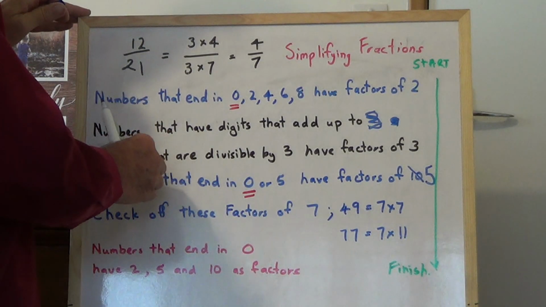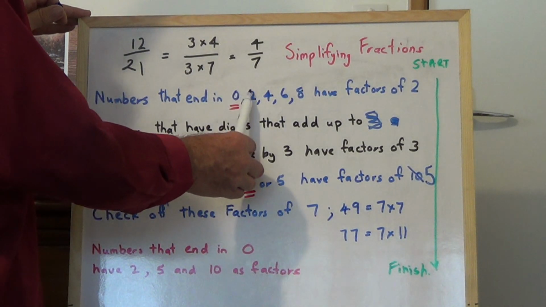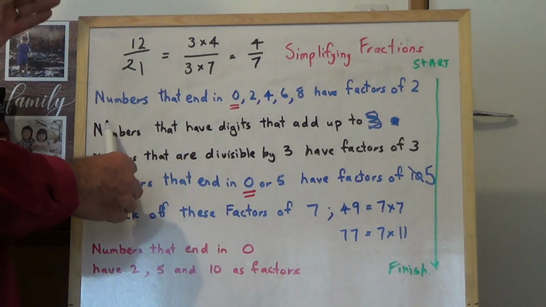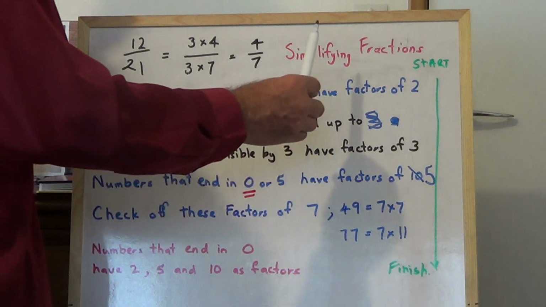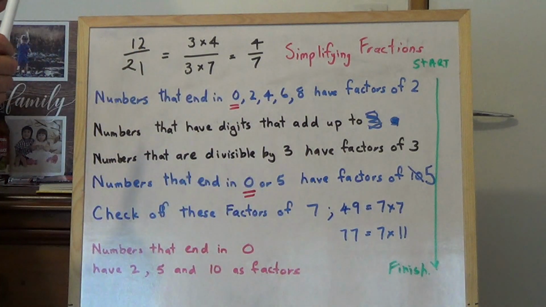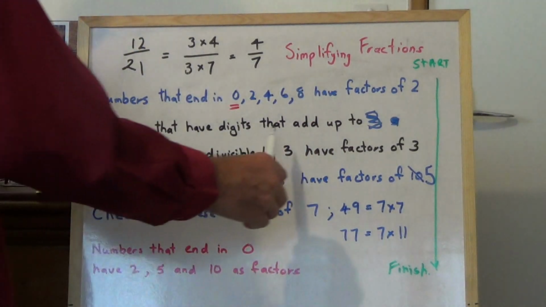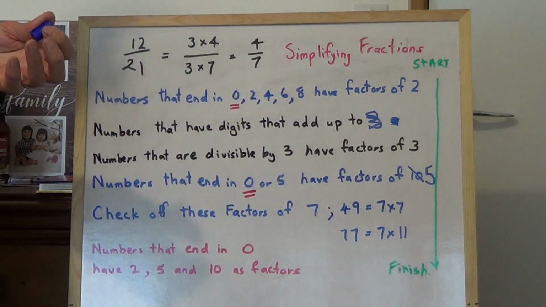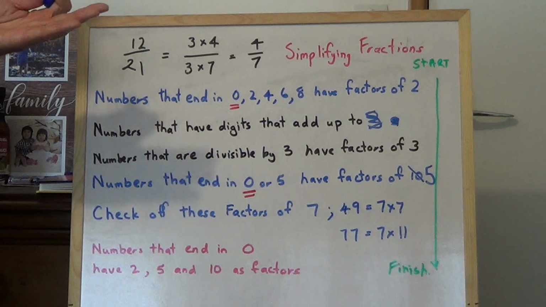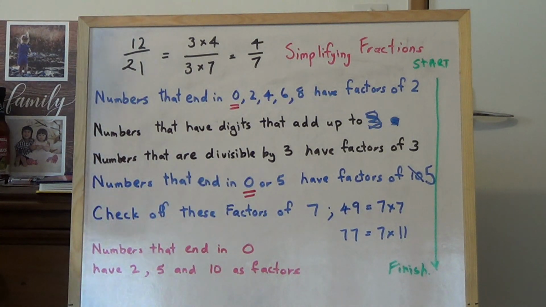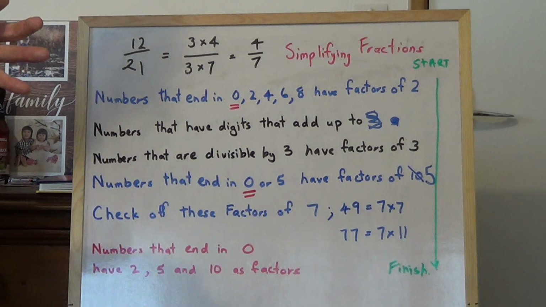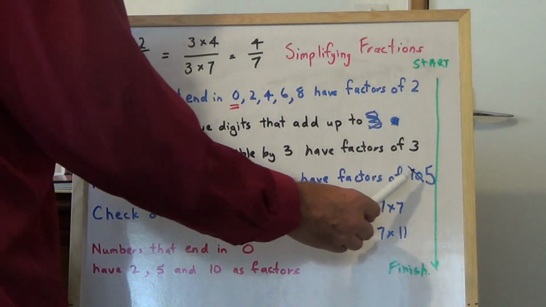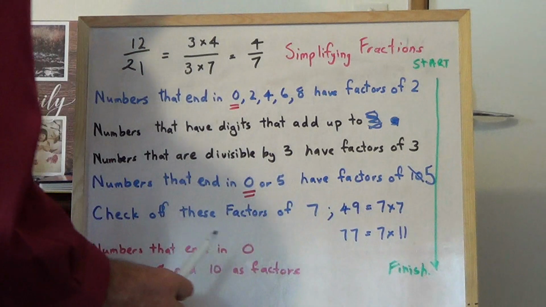Right. Numbers that are even end in 0, 2, 4, 6 and 8, and they have factors of 2. Numbers that have digits that add up to a number that you can divide by 3 also have a factor of 3. So if you had a number like 42, if you add 4 and 2 you get 6. You can divide 6 by 3, so 42 is divisible by 3. Numbers that end in 0 or 5 have factors of 5.